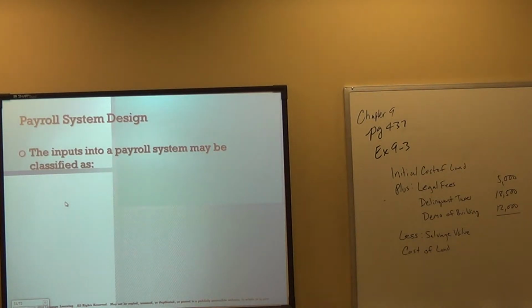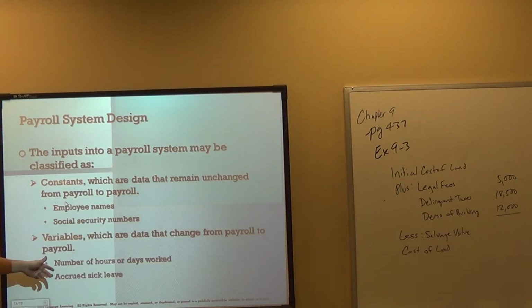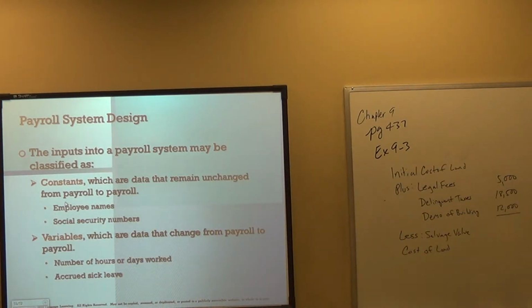So the inputs into a payroll system may be classified as constants, which are data that remain unchanged from payroll to payroll. And then you have some things that do change. Obviously, employee names and social security numbers, and then pay times and stuff like that, hours, basically may change, all those things there.